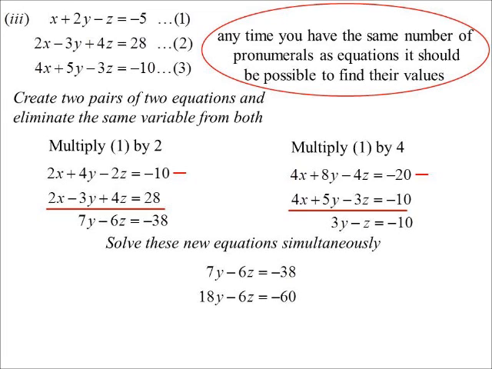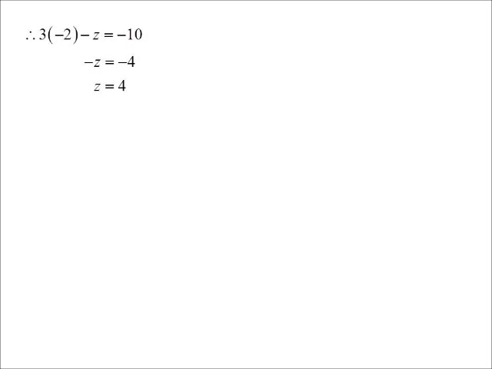So I've made the coefficient of z the same. So I've multiplied the 3y minus z equals negative 10 by 6. I can now eliminate the z. And I end up with y is negative 2. And now I can work my way backwards and find all the pronumerals. So y equals negative 2, subbing into one of our second equations we created, I get z is equal to 4. Now sub those two numbers into one of the first three equations, and I get x is equal to 3.